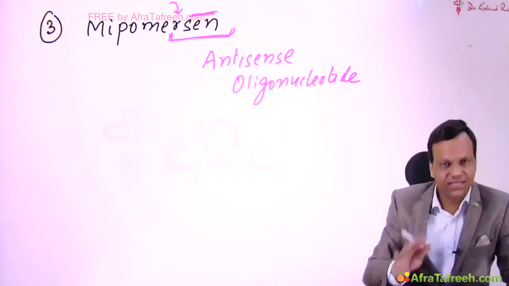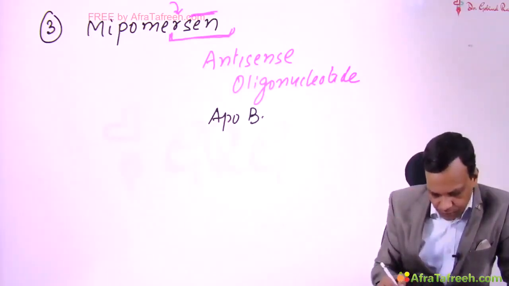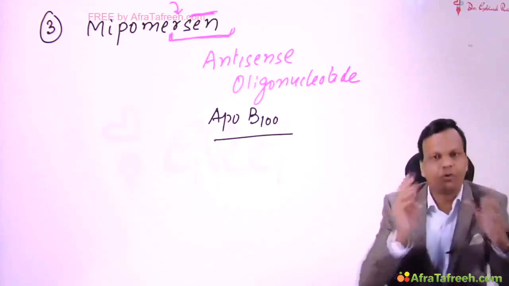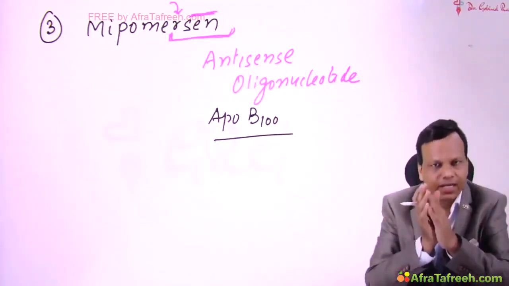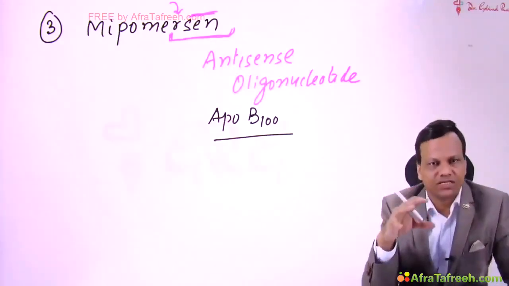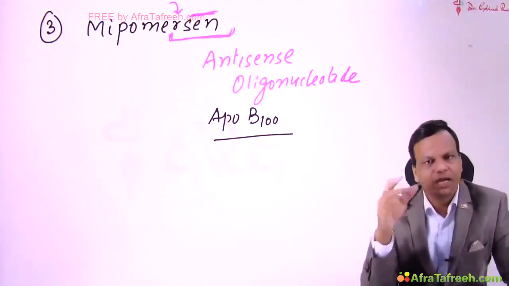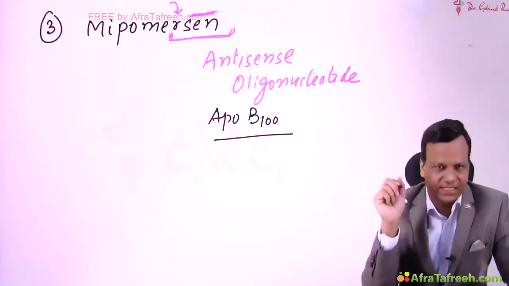So mipomersen is an antisense oligonucleotide against ApoB100. Remember, whatever lipoproteins contain ApoB100, like VLDL and LDL, will not be formed because of mipomersen. So mipomersen is an antisense oligonucleotide against ApoB100 and inhibits the formation of VLDL, LDL, etc. Clear?